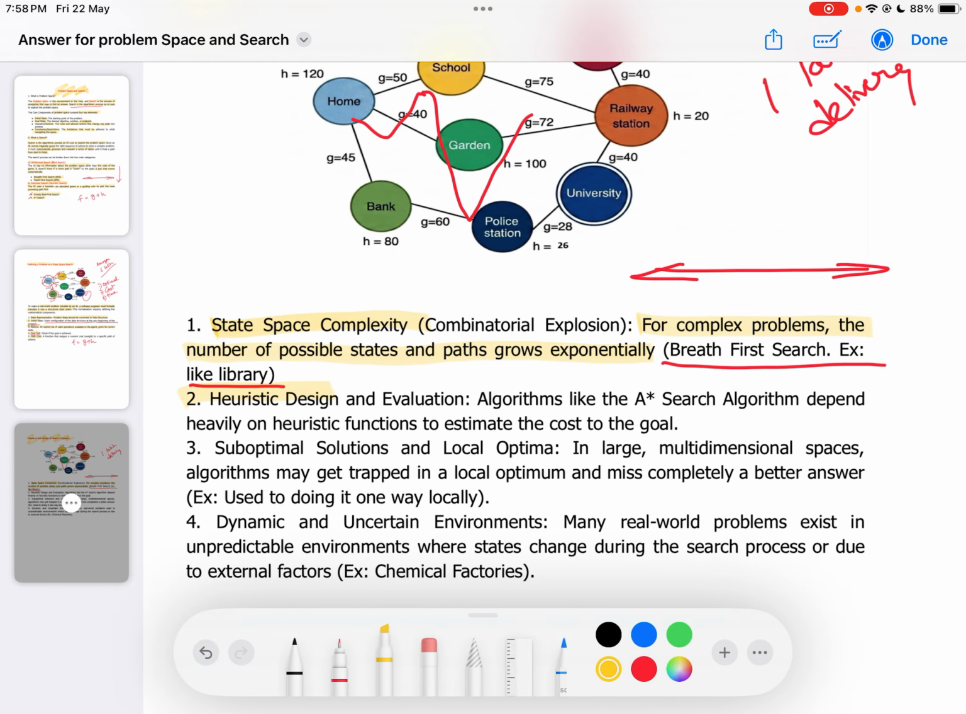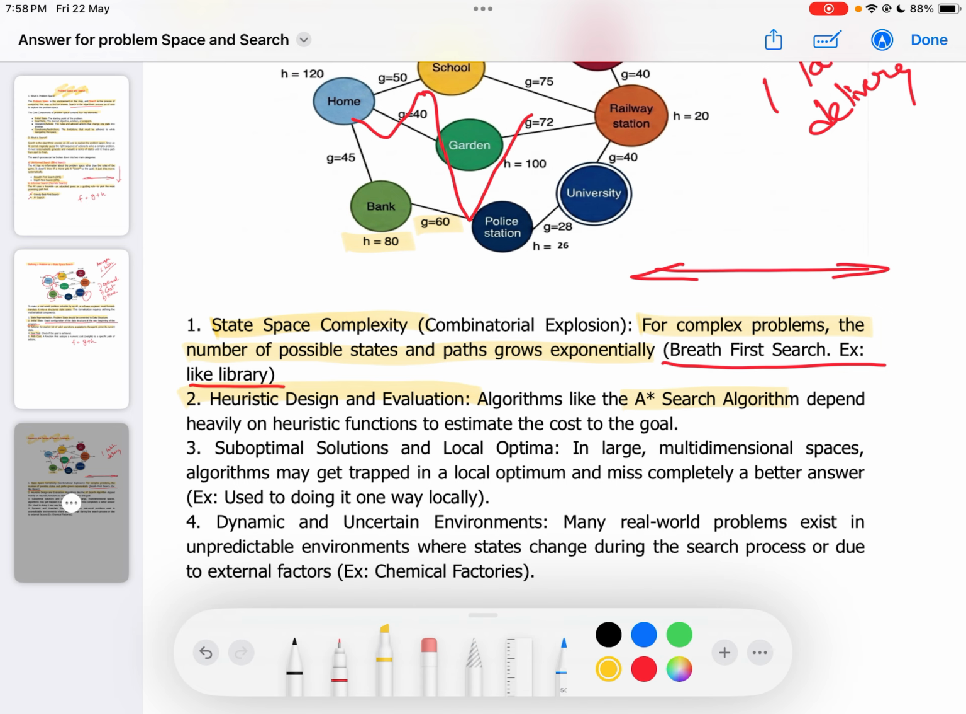Second is heuristic design and evaluation. Here, algorithms like A star and best first search use heuristic design, which is this heuristic value and the path value. Here it will be very cost effective. This is using the A star algorithm; A star search uses heuristic design.